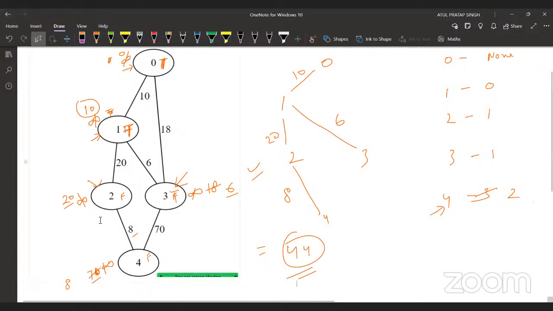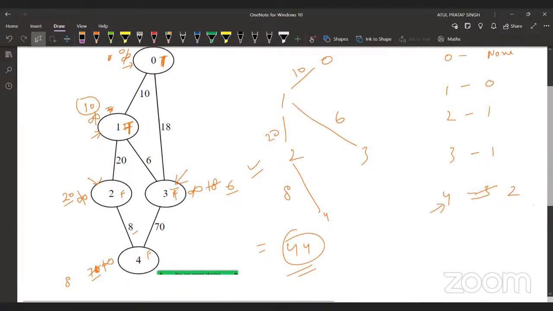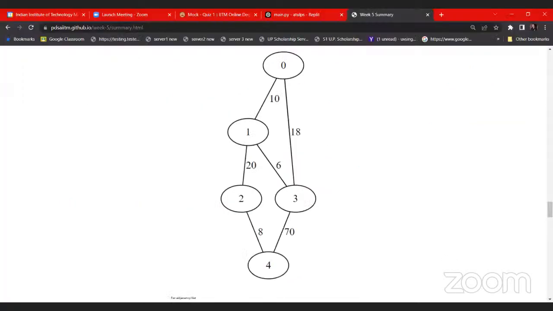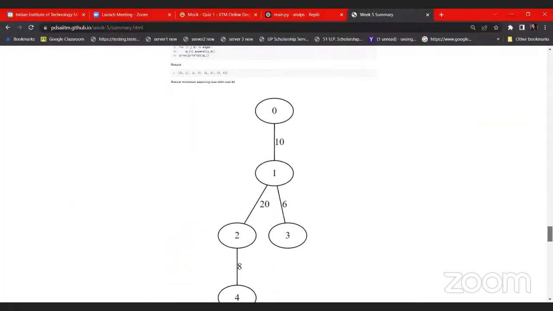This is similar to Dijkstra's algorithm. If you have implemented Dijkstra's algorithm, you can change some small things in it and turn it into Prim's algorithm. And the next algorithm is Kruskal's algorithm.